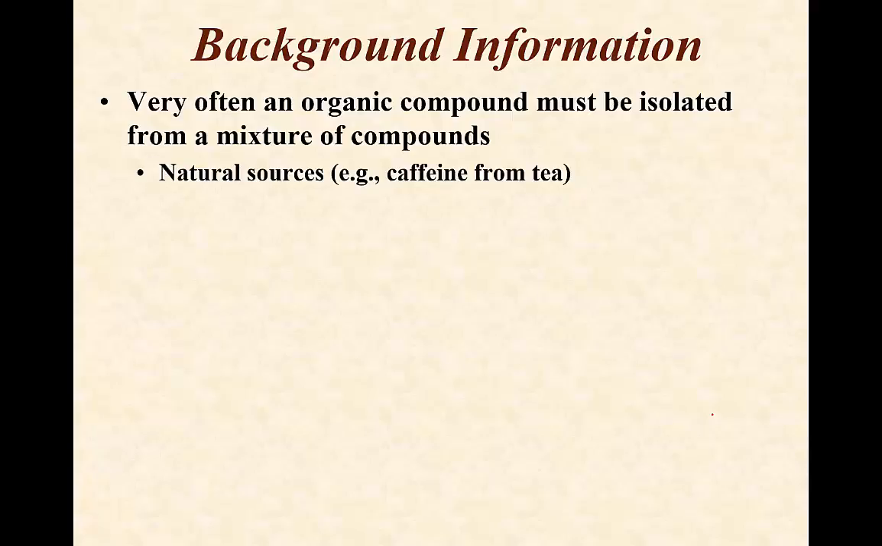One example of this is the isolation of material from a natural source such as caffeine from tea, and that's one that we've done in a previous lab. We also may have products from synthetic reactions. If somebody's doing drug synthesis, drug analysis, they may have a mixture of compounds, but there's only one that's physiologically reactive, so we have to isolate that compound from the mixture.